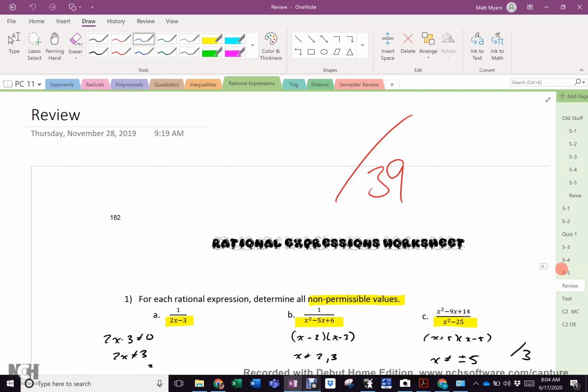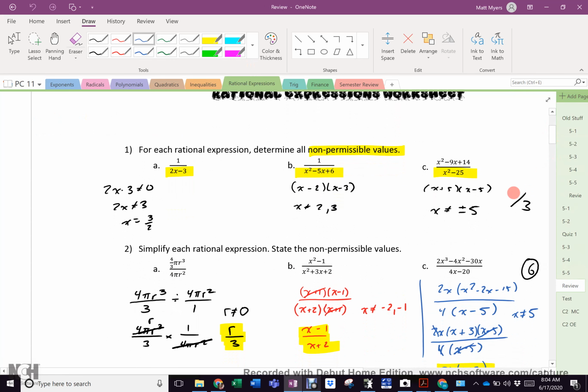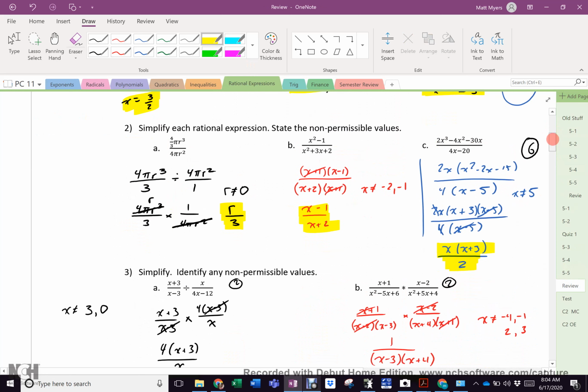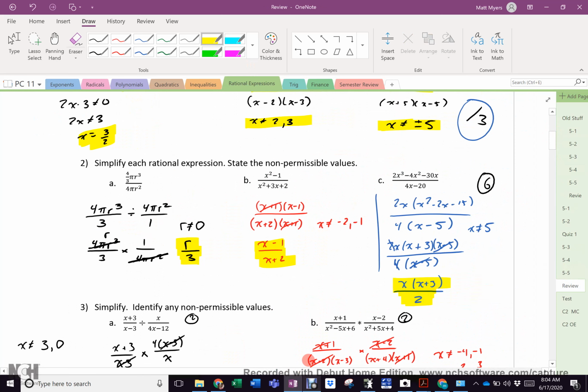So here is our rational expressions review. These questions are out of 1 each for a total of 3. There's the answers, and it shows the work. You factor the bottoms, the denominators. Remember, this is division, so I multiply by the reciprocal, cancel, and I get this.